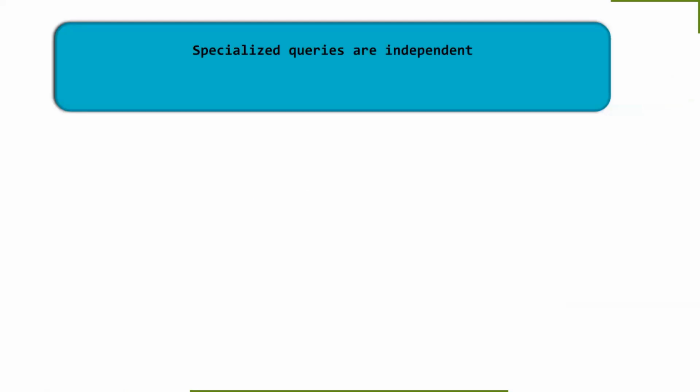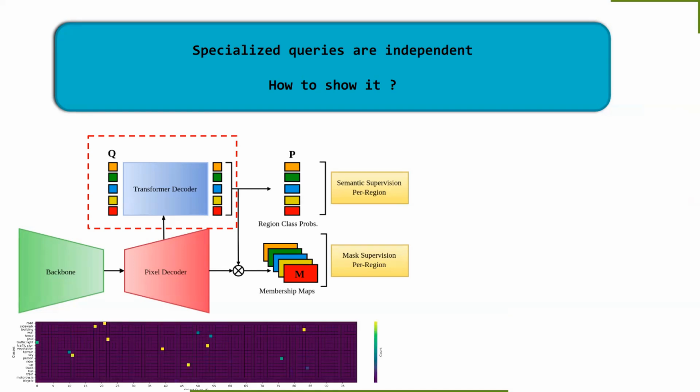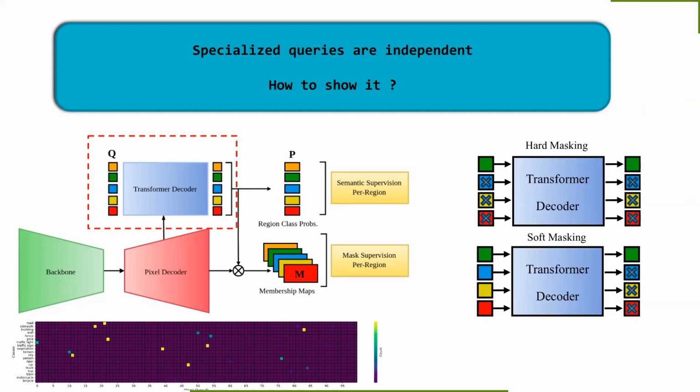Apart from the specialization, we also see that specialized queries are independent. This means that if we, for example, after identifying each query that focuses on a certain class, isolate these queries and use them to segment a certain class, and compute the intersection over union scores, we can notice that the performance still remains pretty competitive. And the masking can be done in two ways, either by isolating them before the transformer decoder using hard masking, or soft masking after the transformer decoder.